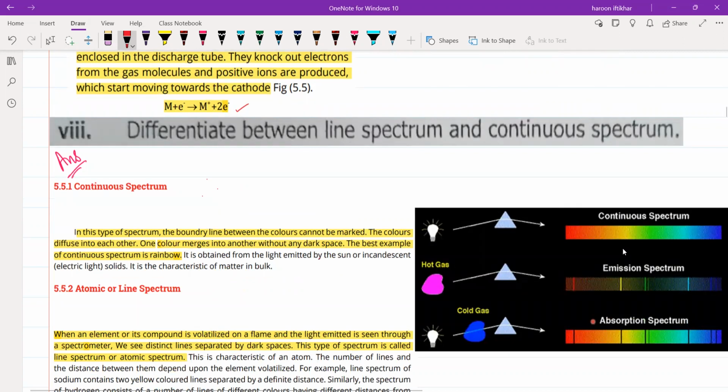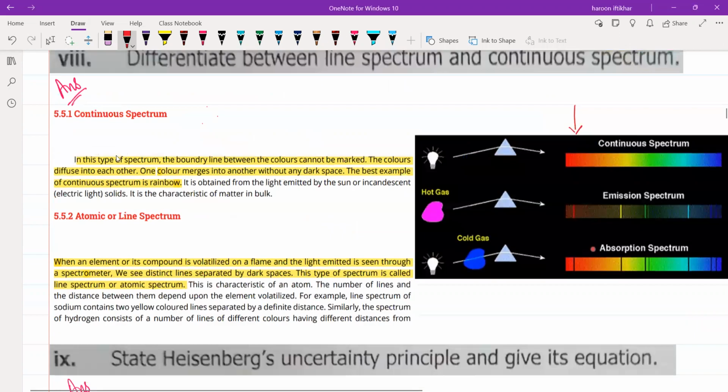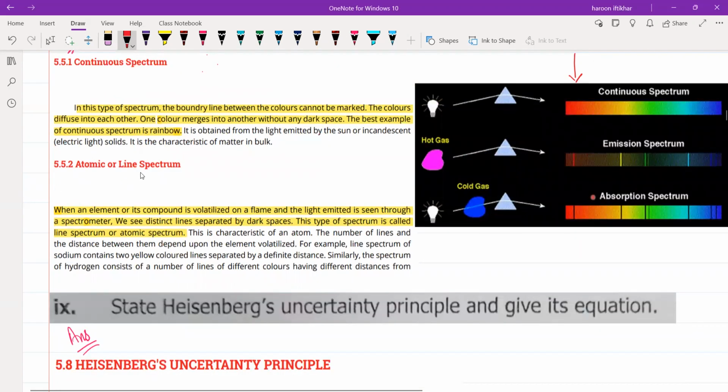This picture I have just added here is actually about the detailed description. So you can see in continuous spectrum, the colors are merged together, while in line spectrum, we have different lines. Every line or every color is separated from the other line. So in continuous spectrum, you can see here it is mentioned. You can read this one, and in atomic line spectrum, volatilized.